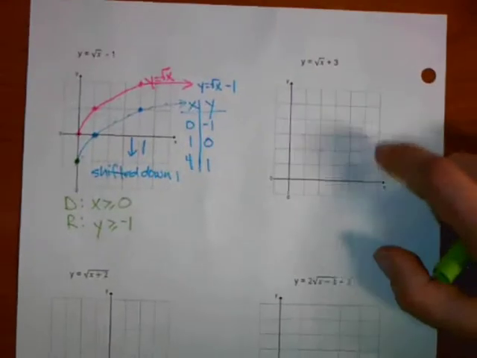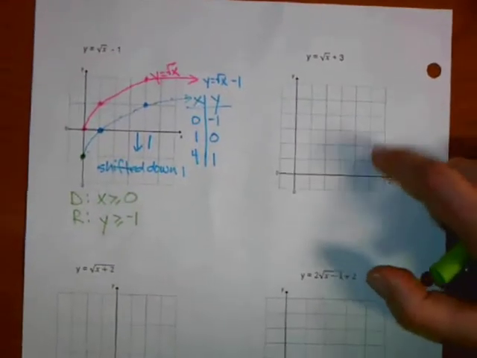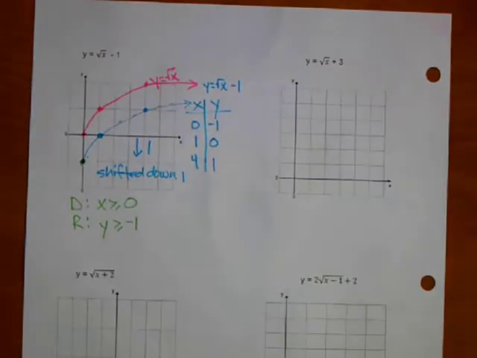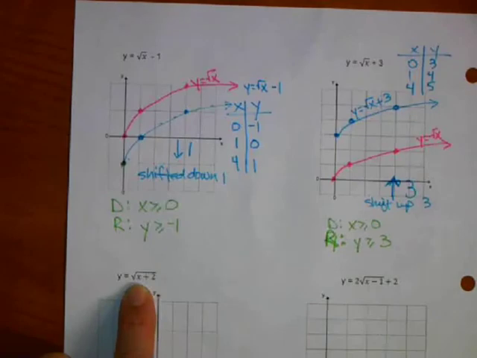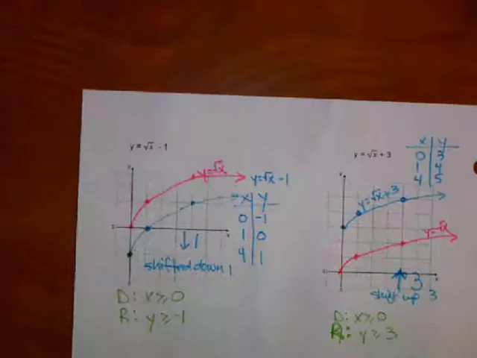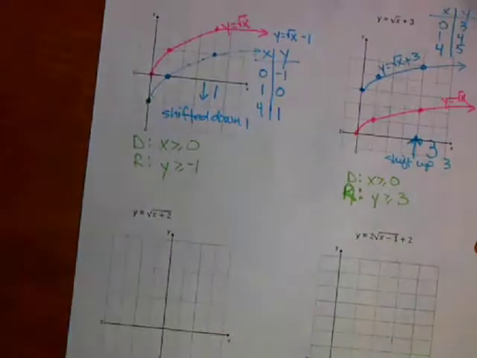Okay, you do this one. Same way. You try it. Does anybody have a guess what's going to happen? It's happening underneath the radical. So that's going to cause a different kind of shifting. Does anybody have a guess? Probably to the left or right. Is that what you were going to say? Yeah. When it was outside, it goes up or down. When it's inside, it goes left or right.